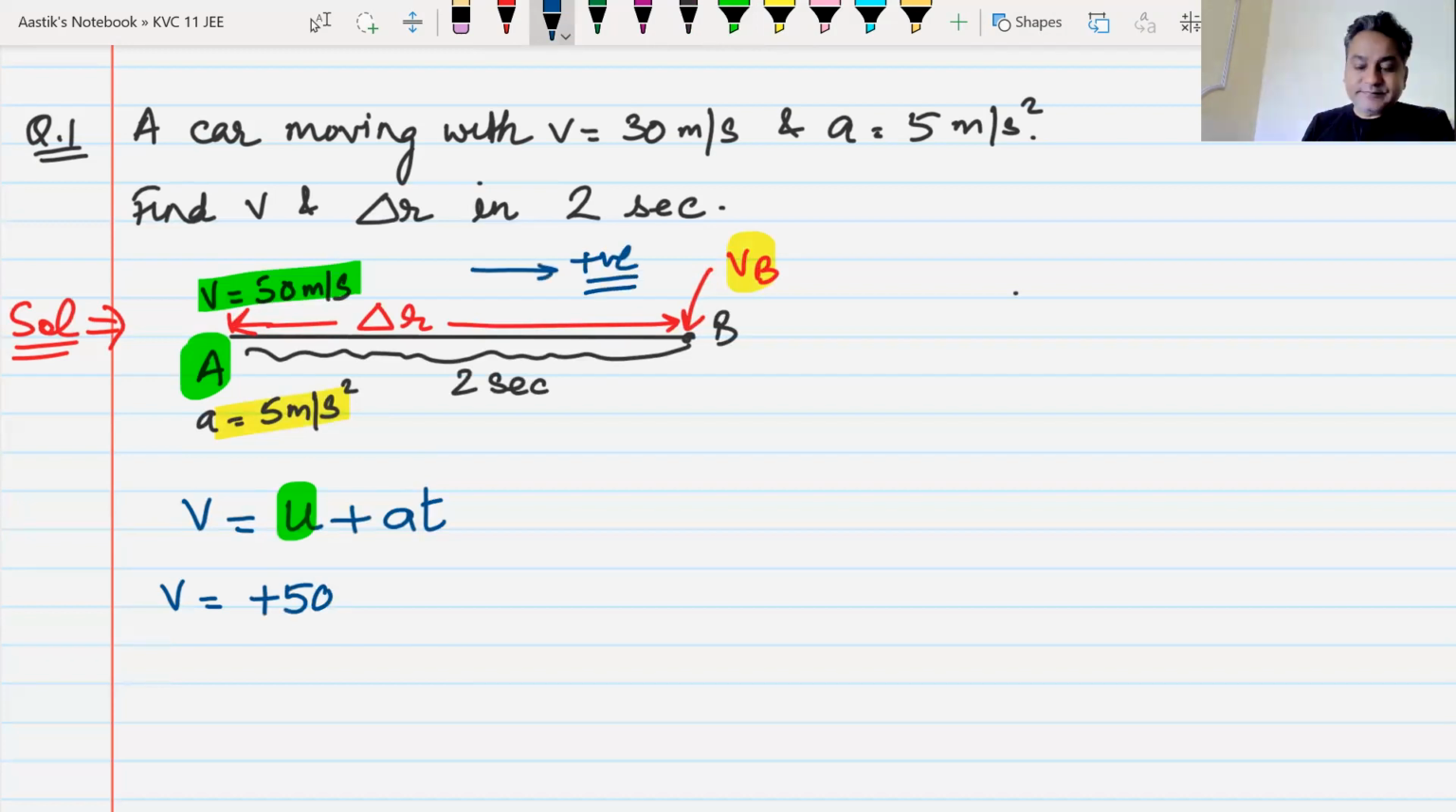Everyone understands this? Plus acceleration is also in the same direction. It is not given as retardation, so I'll assume that this is acceleration. So this is also plus 5 multiplied by 2.